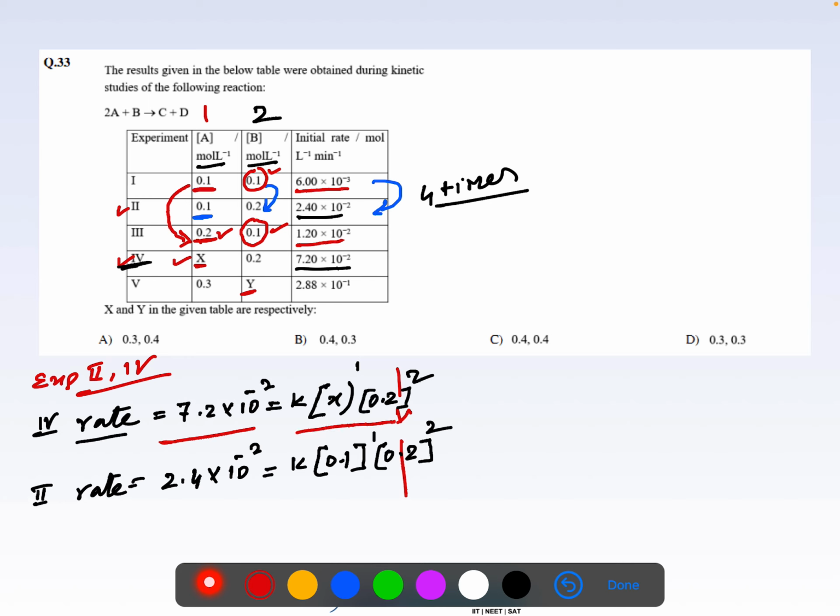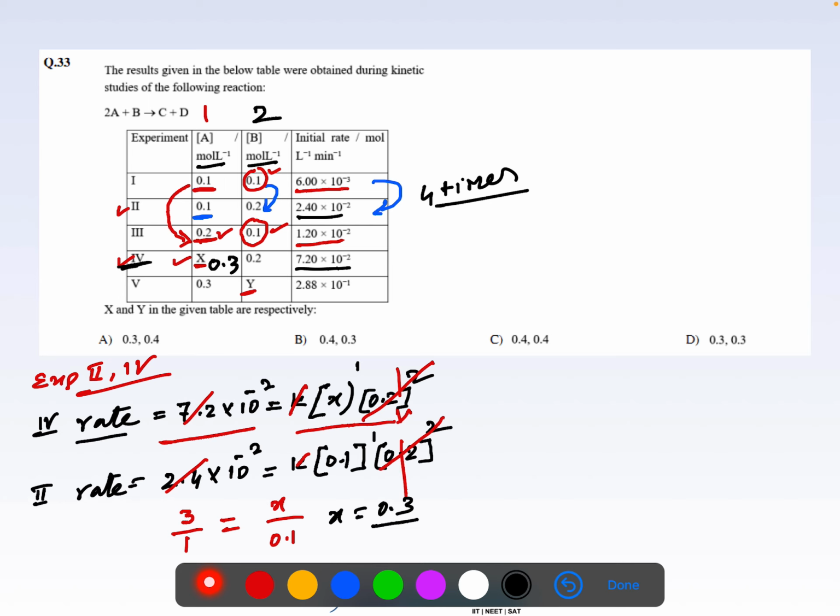Okay, so here 2.4 and 7.2, so this is 3 by 1 is equal to, and for this one these two get cancelled, and K get cancelled, so this will be x by 0.1. So finally I get x is equal to 0.3. So here we have found that this is 0.3.